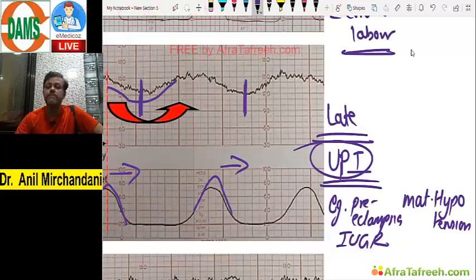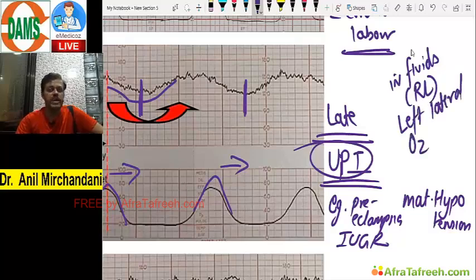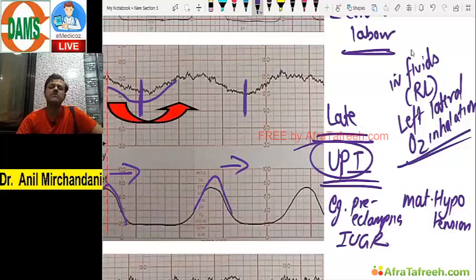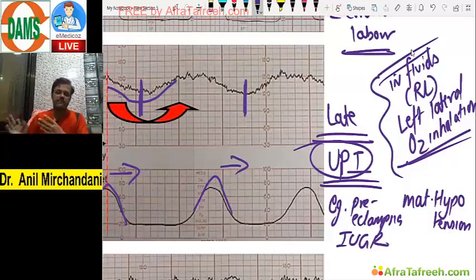Yeah, you try to improve the blood flow to the placenta. IV fluids, Ringer lactate solution is given, left lateral position is given, O2 inhalation is given, and try to improve the blood flow to the placenta. This is the initial management. If the management fails, then you know that you have to immediately terminate the pregnancy either by instrumental delivery or by cesarean section.